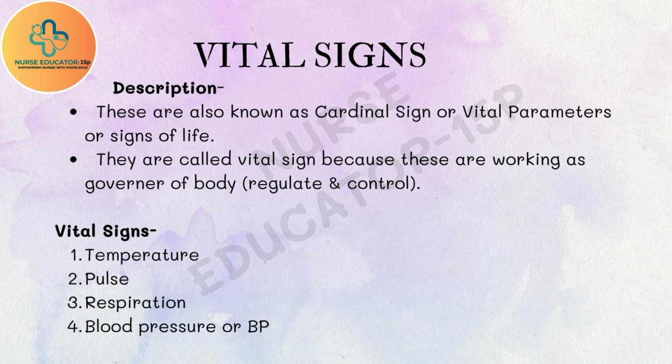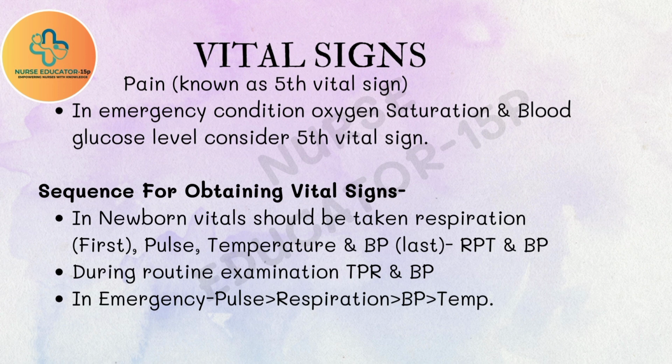There are 4 vital signs: temperature, pulse, respiration and blood pressure. The 5th vital sign is called pain. In emergency conditions, oxygen saturation and blood glucose level are considered 5th vital signs. The sequence for obtaining vital signs in a newborn is respiration, pulse, temperature and blood pressure. During a routine checkup, we check temperature, pulse, respiration and blood pressure. In emergency, pulse, respiration, blood pressure and temperature.